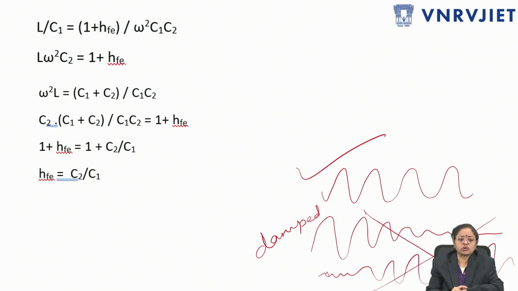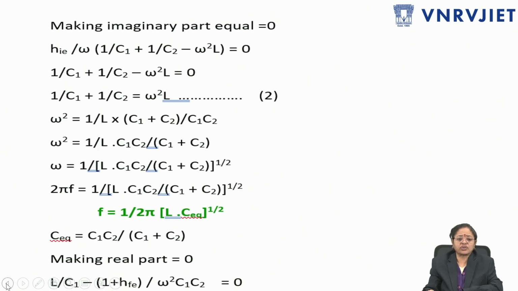So for the Colpitts oscillator, we have derived the frequency of oscillations f equals 1 by 2 pi root L C equivalent. Thank you so much.